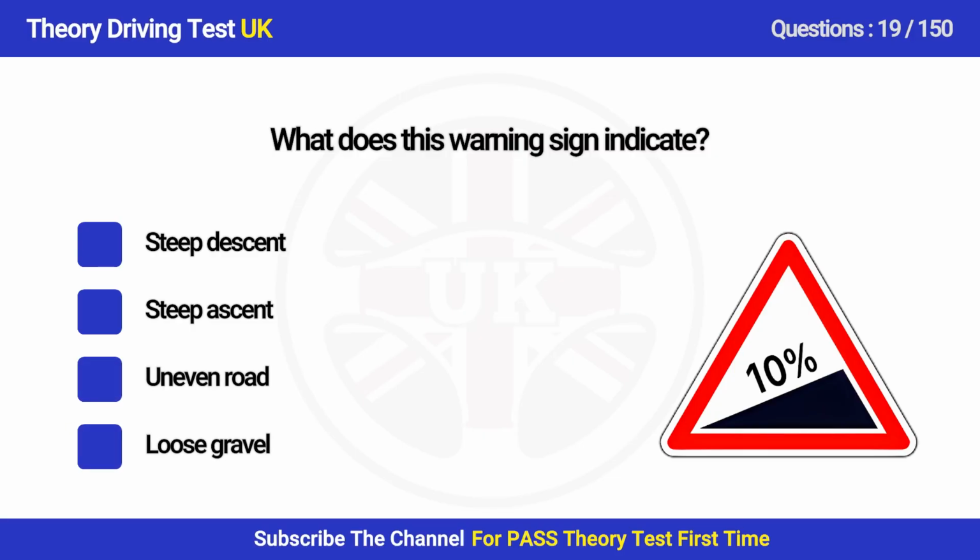Question 19. What does this warning sign indicate? A. Steep descent. B. Steep ascent. C. Uneven road. D. Loose gravel.